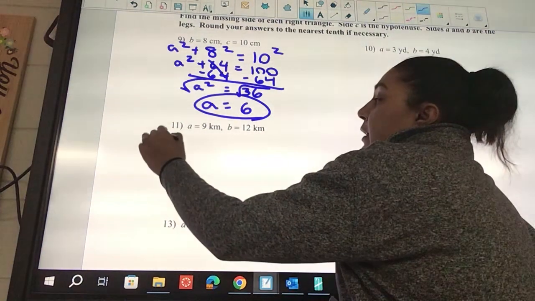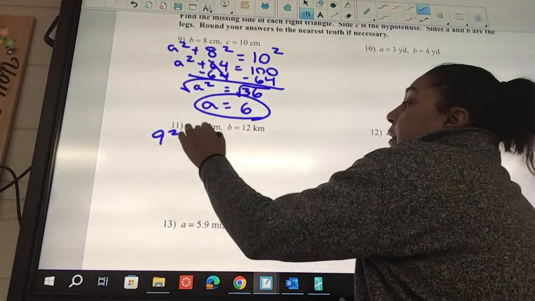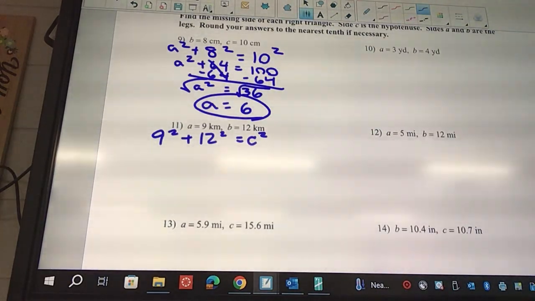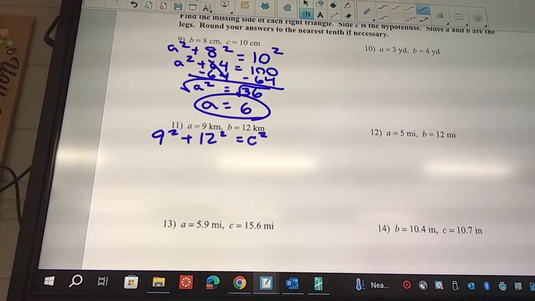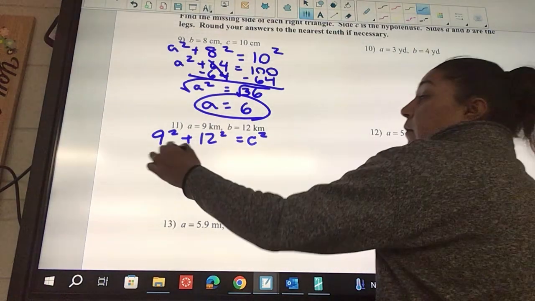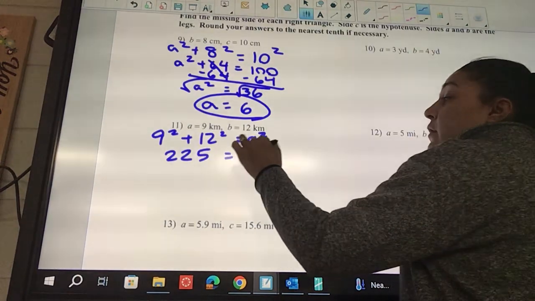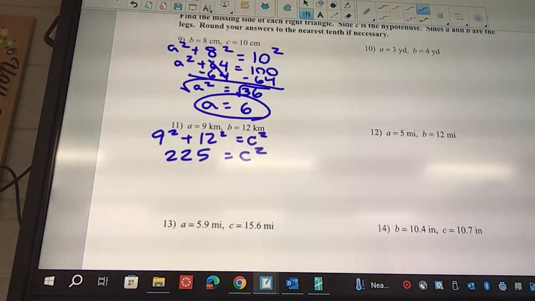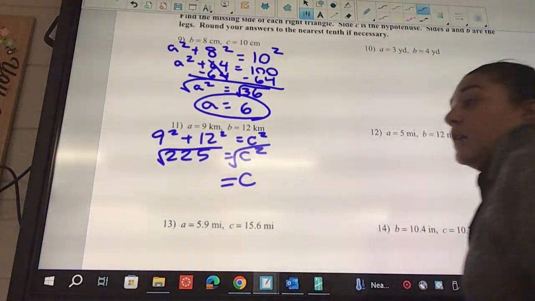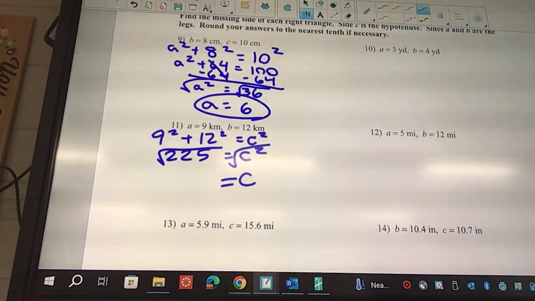Okay, 11, I got 9 squared plus my B is 12 squared equals my C, which is C squared. Okay, and this one, if they're both on the same side, then you can just type them in. What is 9 squared plus 12 squared? 225 equals C squared. Okay, and then what do we need to do? We need to square root both sides. Okay, what is the square root of 225? 15.